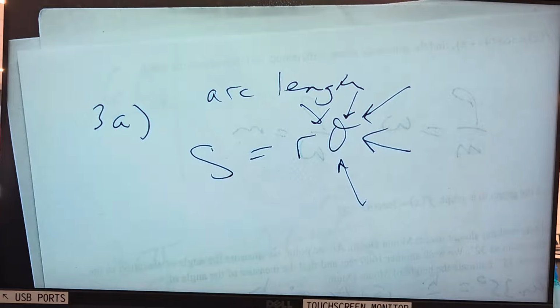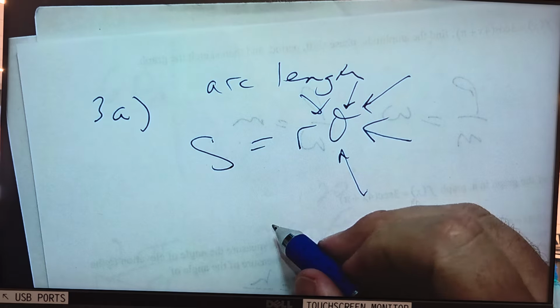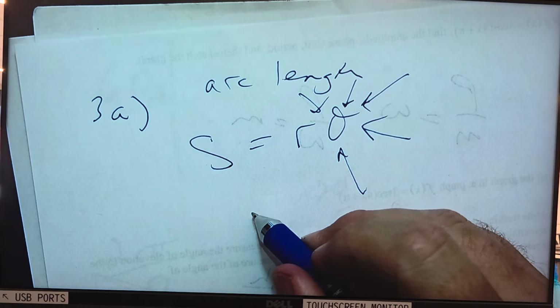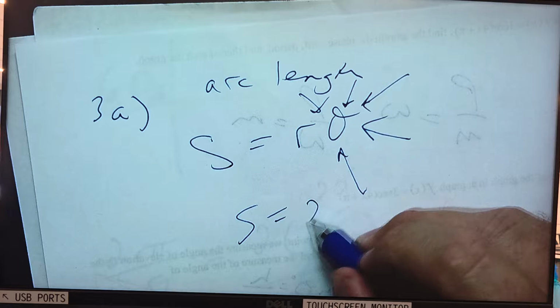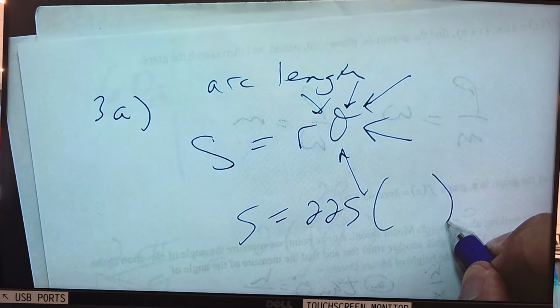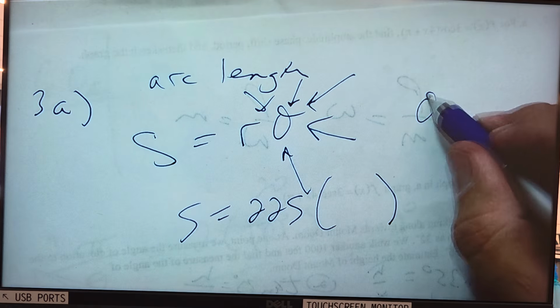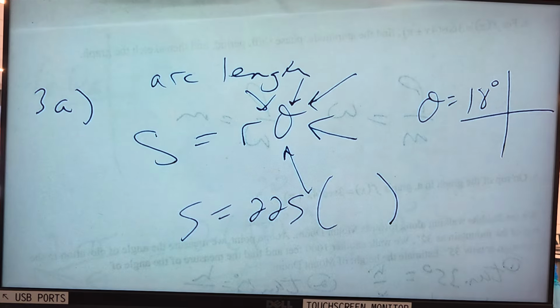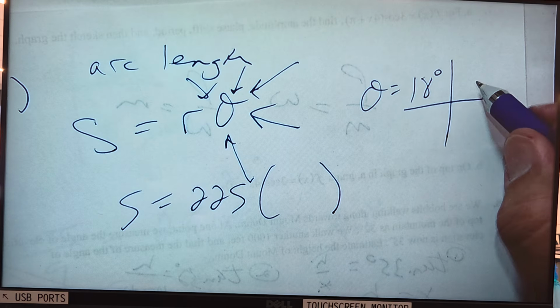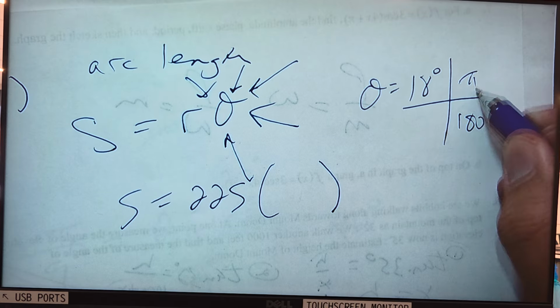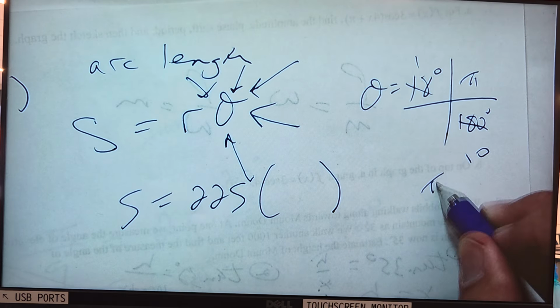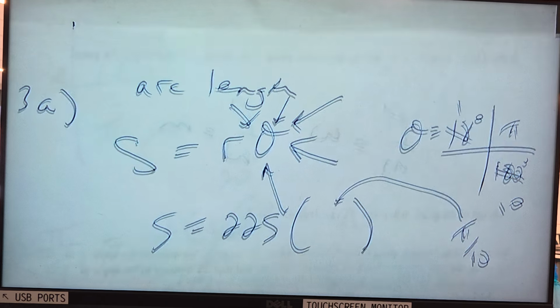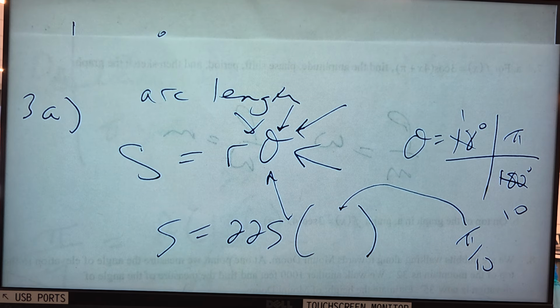So the radius is 225 millimeters? Yeah. So the radius is 225. And the angle, what's wrong with the angle? It's in degrees. So how do I change that to radians? It'd be 18 degrees times pi over 180, so it'd be pi over 10, and that's what you throw in there. So if they give you degrees and it's supposed to be radians, you just gotta take a minute, change it to radians. And that's the arc length.